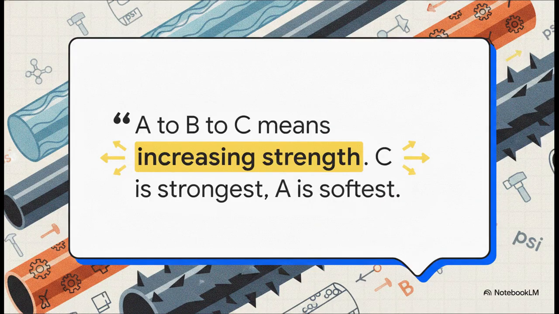So, to keep it simple when you're out in the field, just remember this rule. A to B to C means increasing strength. C is the strongest and most rigid, while A is the softest and easiest to form.